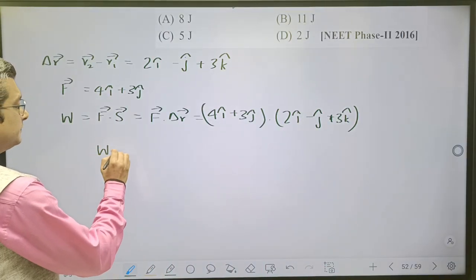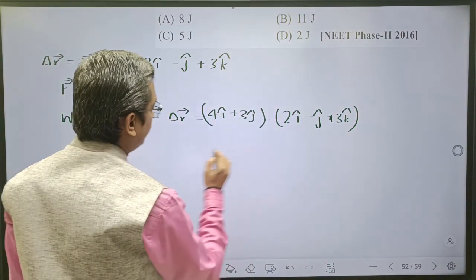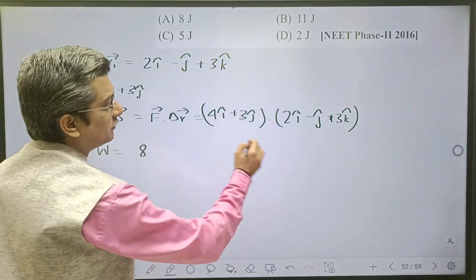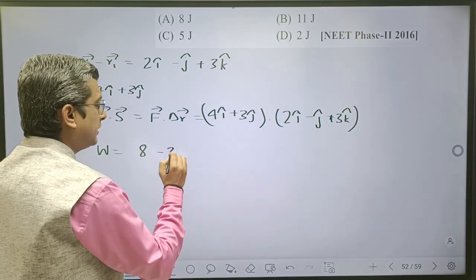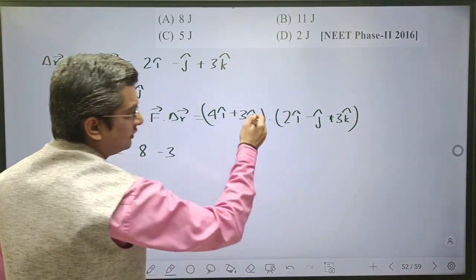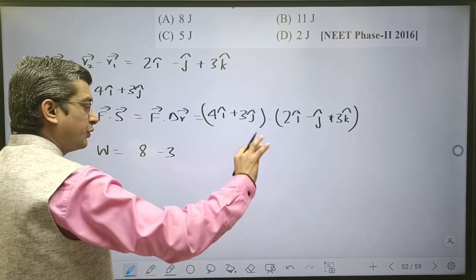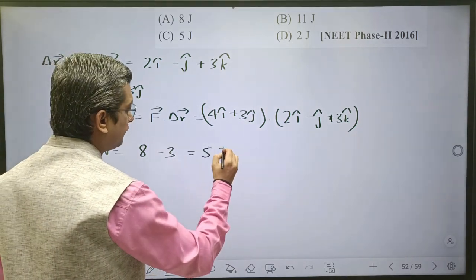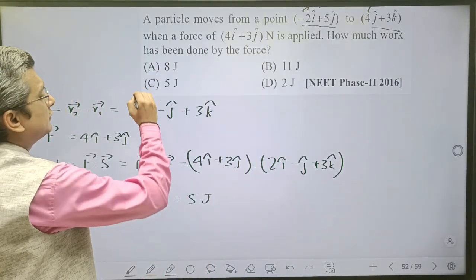Now solve it. Coefficient of I cap times coefficient of I cap is 8, coefficient of j cap times coefficient of j cap is minus 3, and there is no k component in the force, so this will be 8 minus 3, which is 5 joule. So this is the answer, option C.